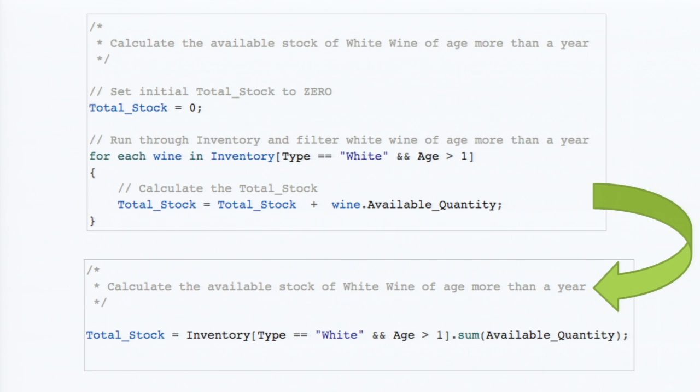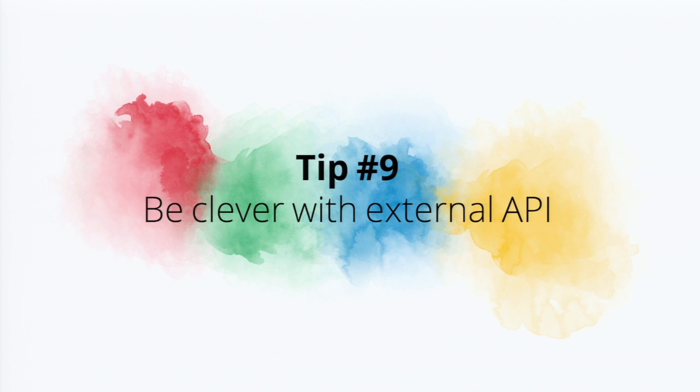That is, just replace sum with maximum. And here, type equal to 1 and age equal to 1 is the filtering. Filter you have applied to the database, right? That's it. Tip number 9.